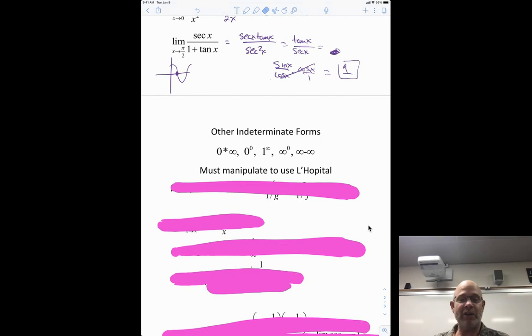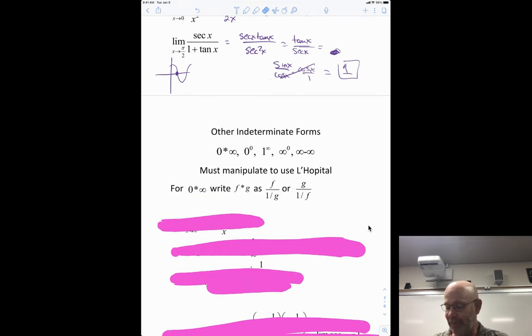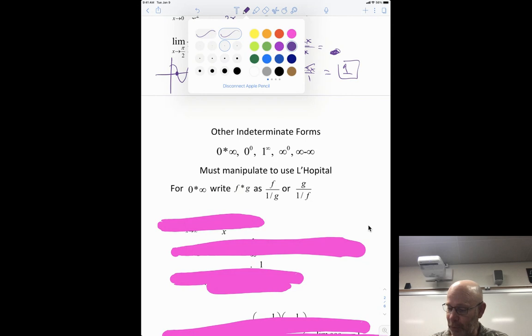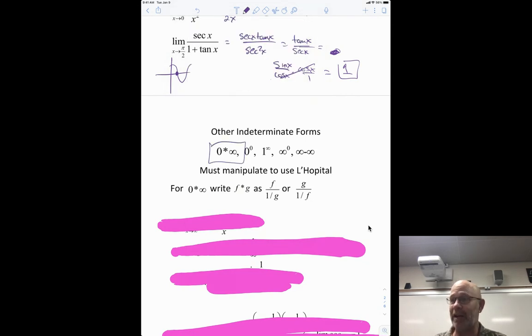So we're going to learn how to do these also, but we've got to do a little manipulation because L'Hopital's rule is very limited. It only works for 0 over 0 or infinity over infinity. So what we're going to do with all of these other indeterminate forms is try to change the form so it is 0 over 0 or infinity over infinity. So I'm going to start with 0 times infinity. So if you get 0 times infinity, that's some function times some other function, right? f times g. So we're just going to rewrite it as f over 1 over g or g over 1 over f.